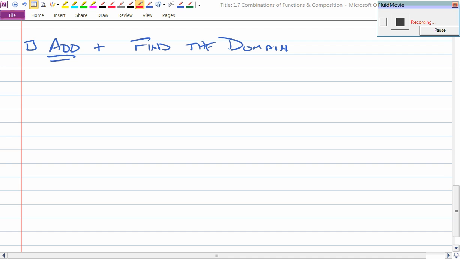Yeah, like on the actual tablet, it's a lot smoother. I don't know why.